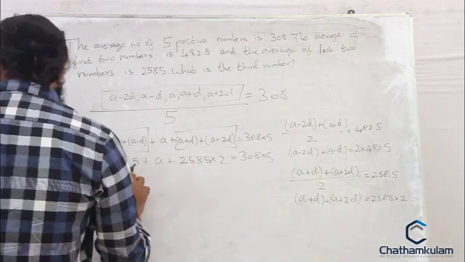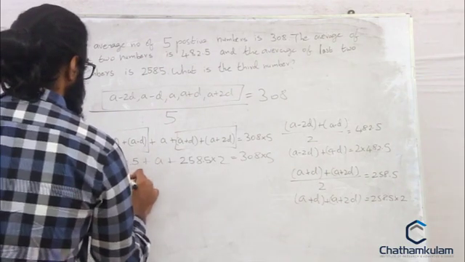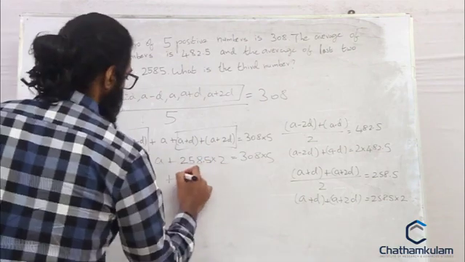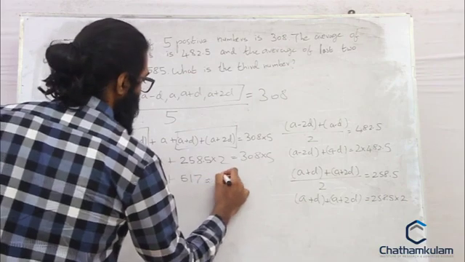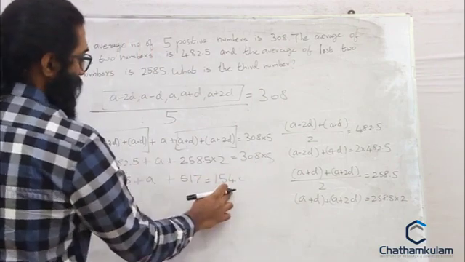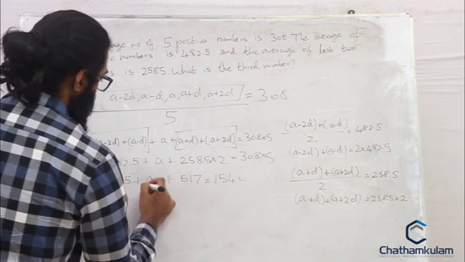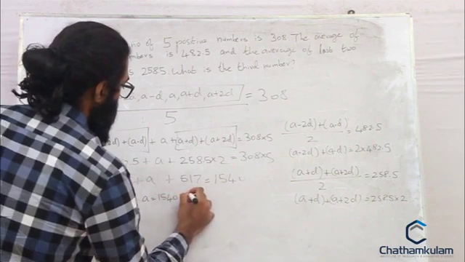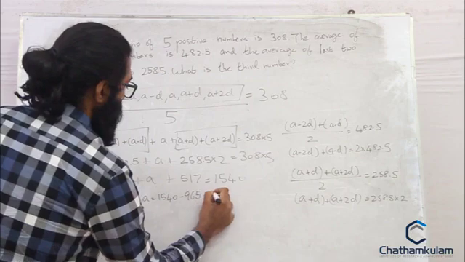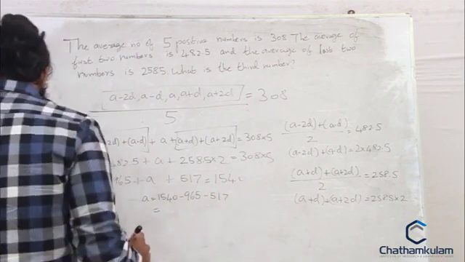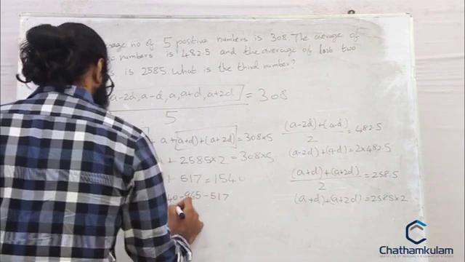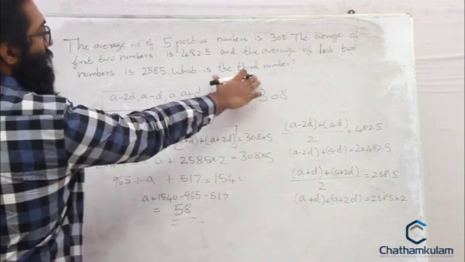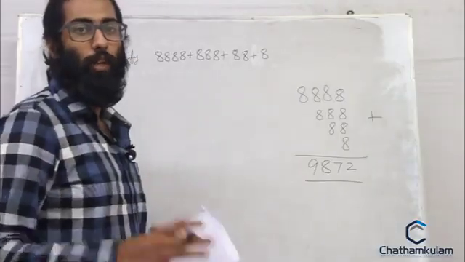So we solve this and get the value as 965 plus a plus 258.5 into 2 is 517 equals 1540. 308 into 5 is 1540. So a equals 1540 minus 965 minus 517. We get it as 58. So 58 is the value of the third number here. So let's look into next question.